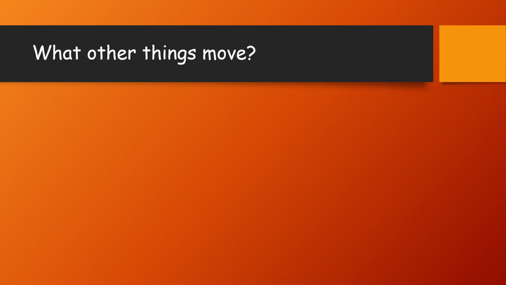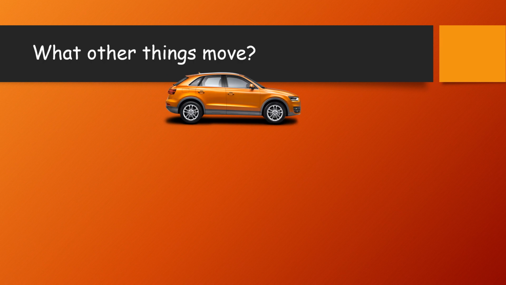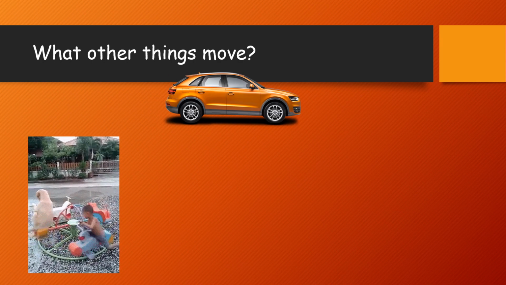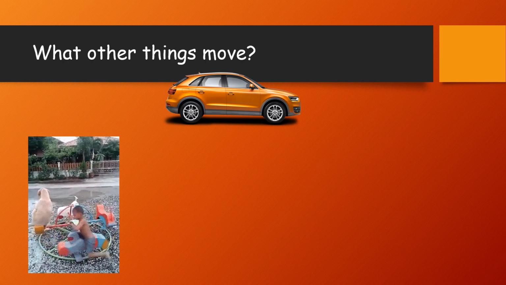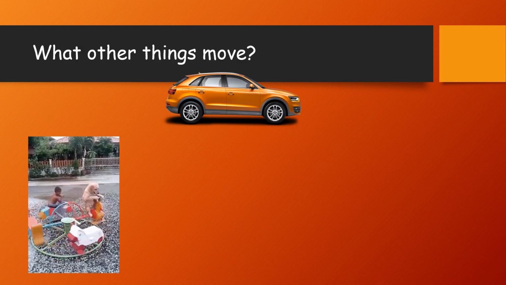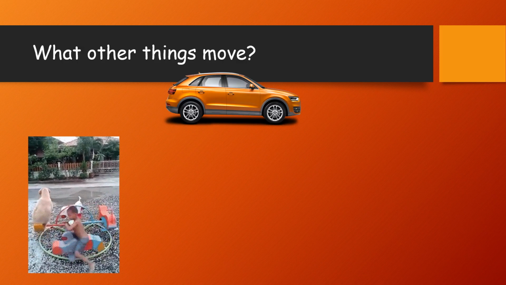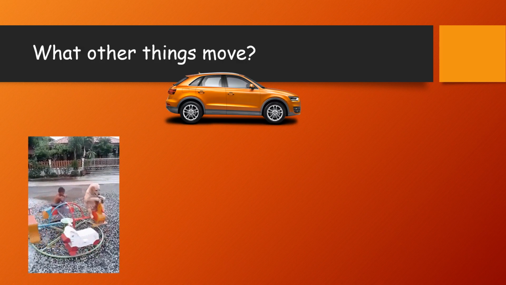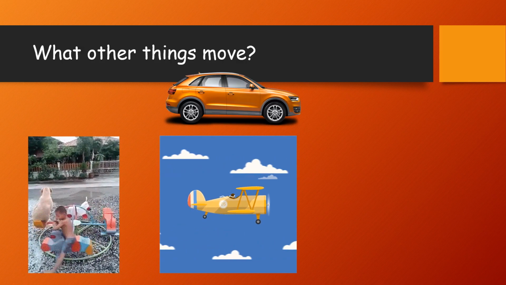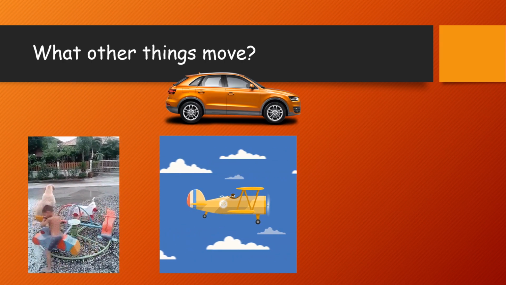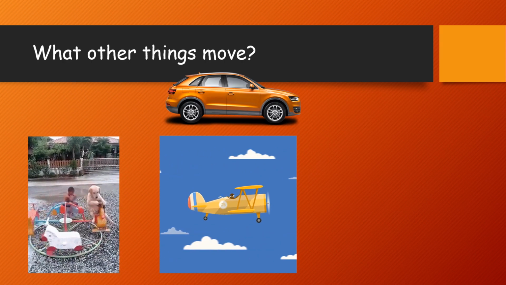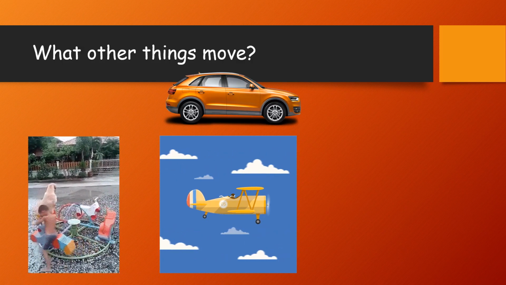So what other things move other than humans and animals? Well, there's cars. We see them every day moving forward and backwards and going around. Here's a playground equipment, and you can see that that's going round and round. And if you look closely, you can see that little boy there is using his leg to push this around. And here's a plane that's moving forward through the sky. Now, if you look closely, there's a propeller at the front that is twirling around and round, and that is dragging the plane through the air.